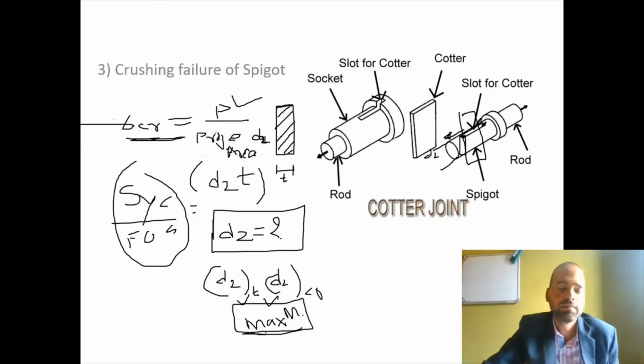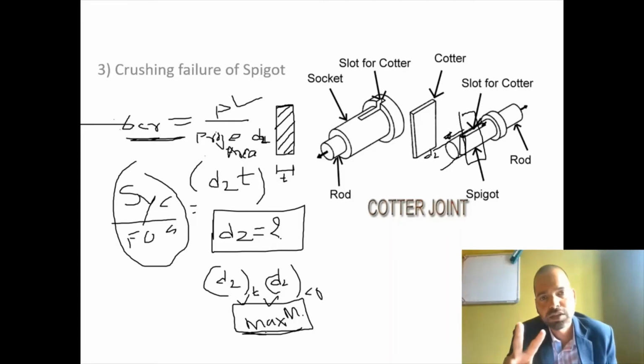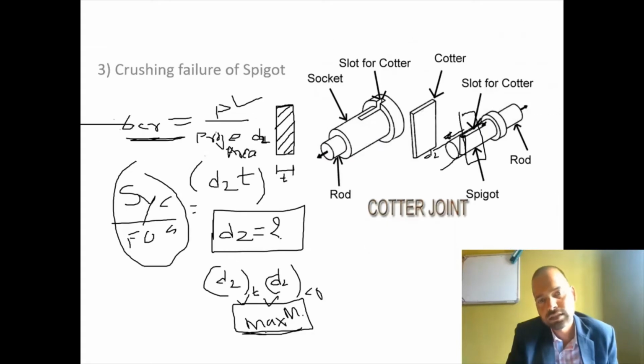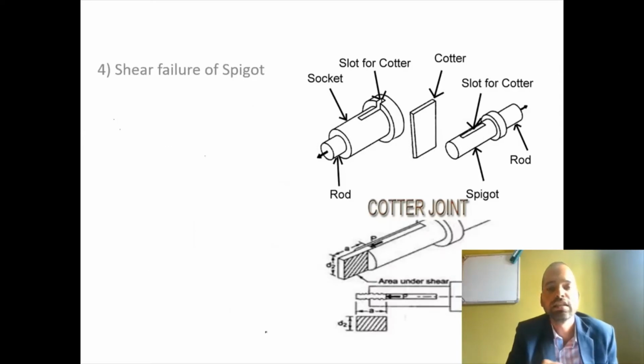So mark my words, if dimensions are available from two stress equations, we will consider the dimension which came out maximum, right? Why are we doing this? Because if we select the maximum dimension, then for whatever dimension came out minimum in the other stress equation, the selected diameter will be safer for that stress equation also. So remember, always select the maximum dimension available from the two or three stress equations, right? Then the next one is shear failure.